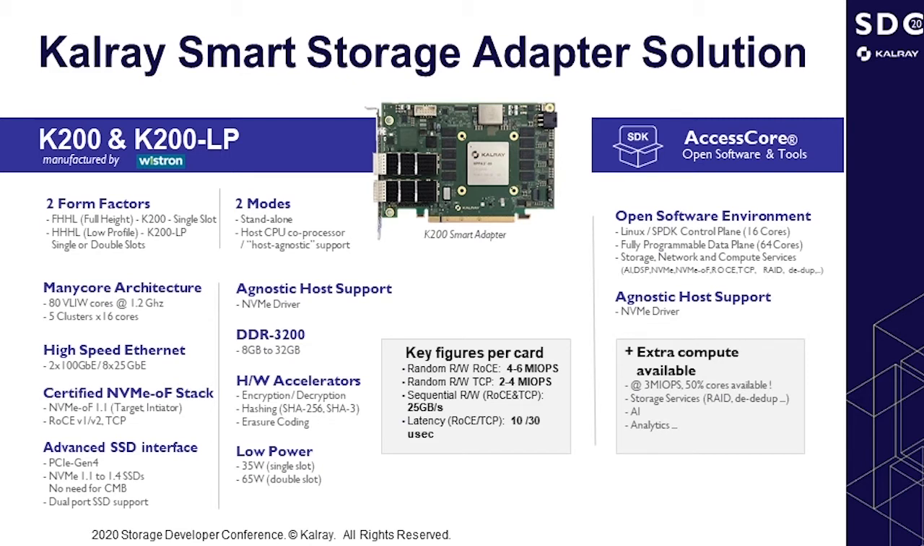A few words about the performances as well. For our NVMe-oF solution, in RoCE, we can reach 6 million IOPS on one board, and in TCP, up to 4 million IOPS, which is not too bad. And as we said earlier, we have a control plane based on SPDK, which runs on 16 cores, and the rest of the board is a data plane. So you have 64 cores available on four clusters, and depending on the need and the project, each cluster can run a different type of code. So for NVMe-oF, basically the four clusters will be used to serve either RoCE or TCP.